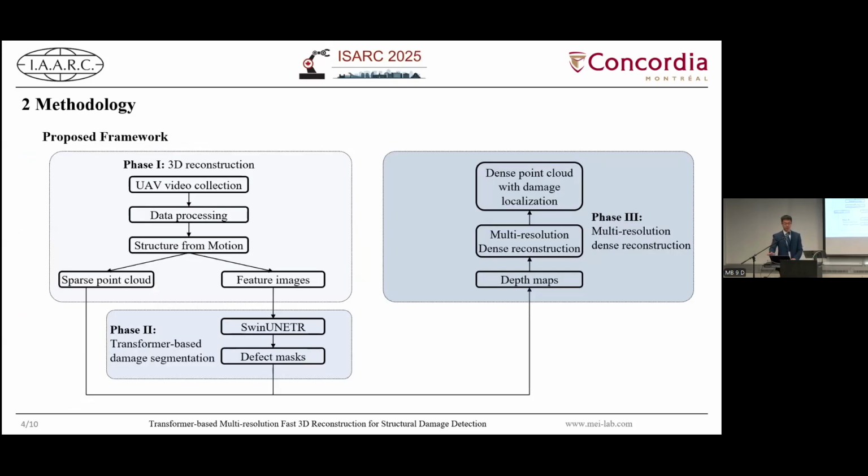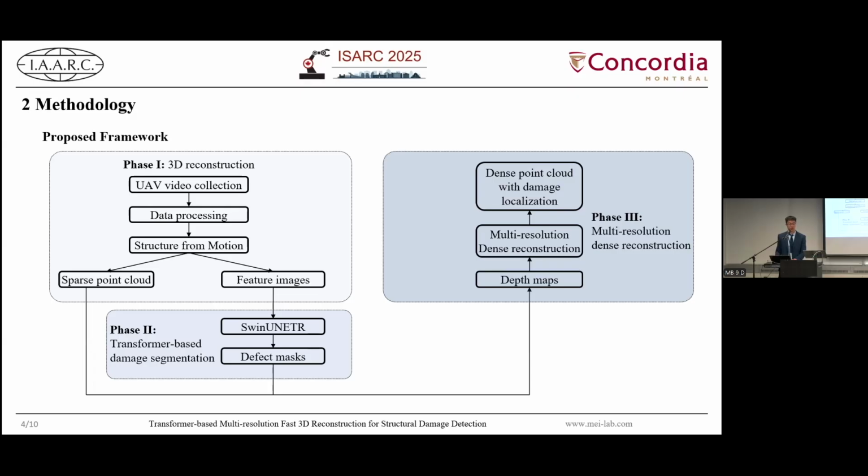Here's our solution. The proposed framework consists of 3 main phases. Phase 1 is the 3D reconstruction. So we first use drones to fly to get the video data, and then the video data is processed into sequential image frames. And then we use structure from motion to get the sparse point cloud and the associated feature images. For the phase 2, we shifted our focus to the transformer-based damage segmentation.